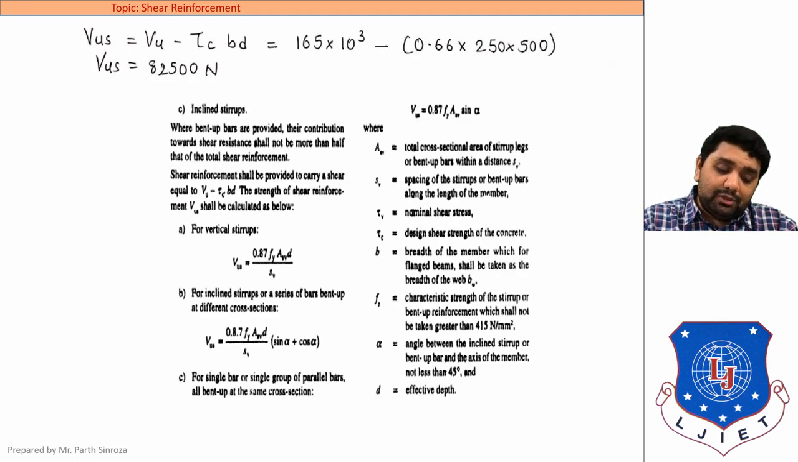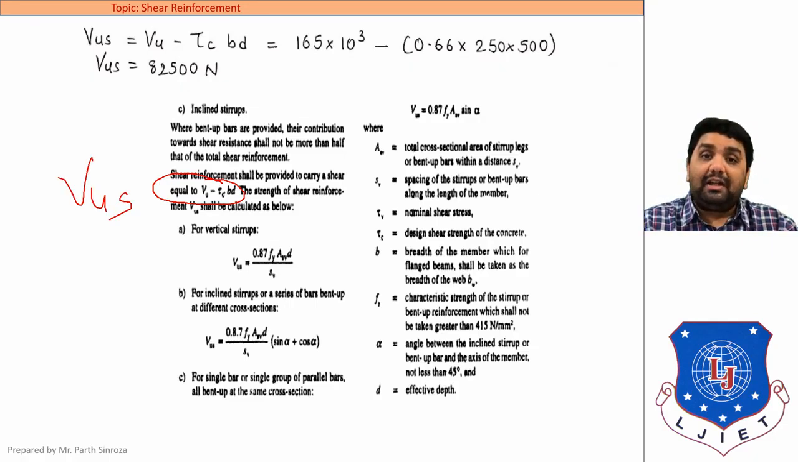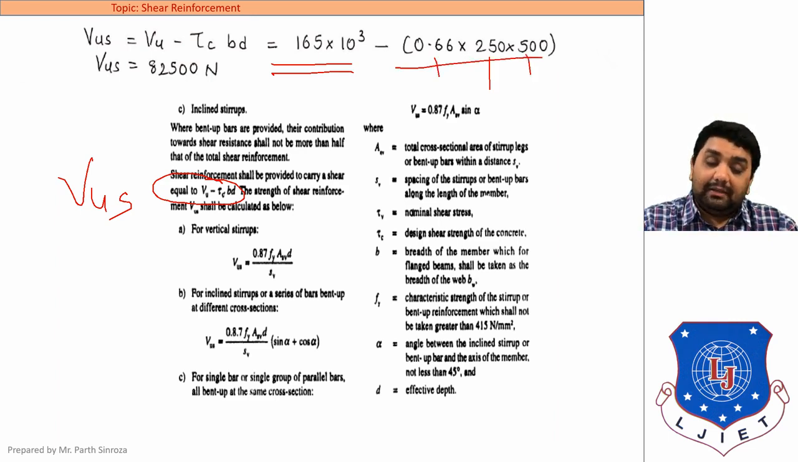Here you can see the equation that we have discussed earlier, VU minus tau c BD, and that was VUS. So we will be finding this VUS, which will be equal to VU minus tau c BD. VU was our shear force that we calculated earlier, minus tau c BD. This tau c B and D comes out to be 82500 Newton. Now we will be using this in this equation.